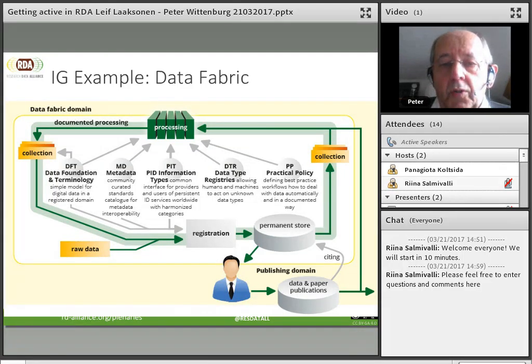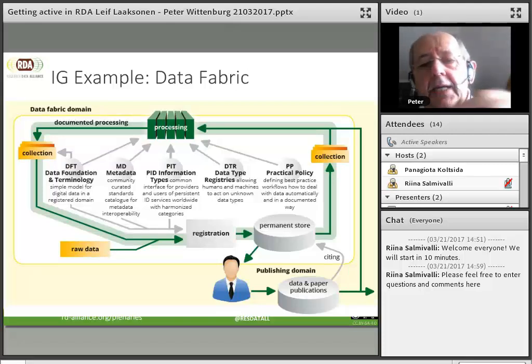You put this into a permanent store. From the permanent store, which can be distributed, you build a new collection. This new collection is then being processed, resulting in new data. I call it here collection, and this collection then is fed back into the store. So you see, it's the endless cycle which we have in the data labs. We call it data fabric, and the people in this interest group just focus on aspects of this data fabric.